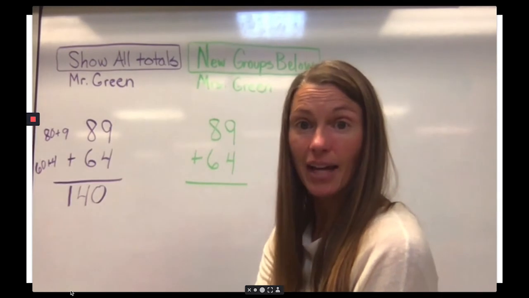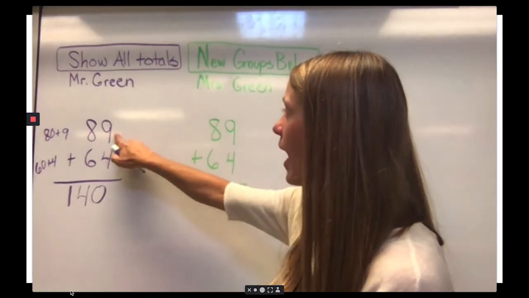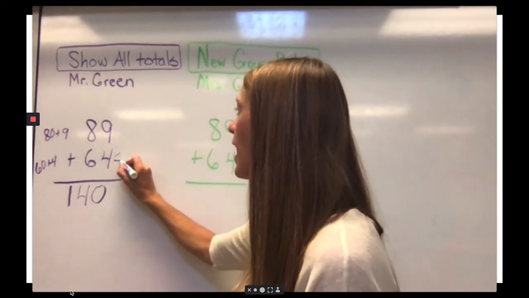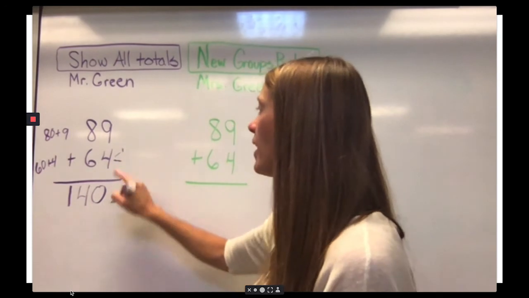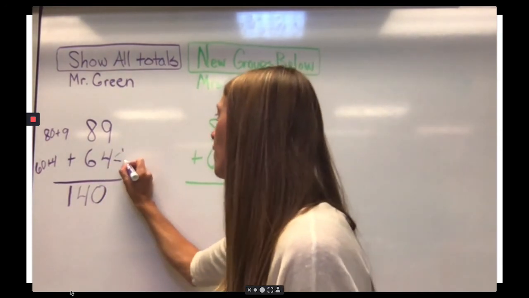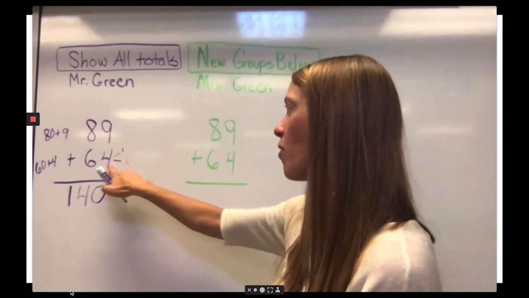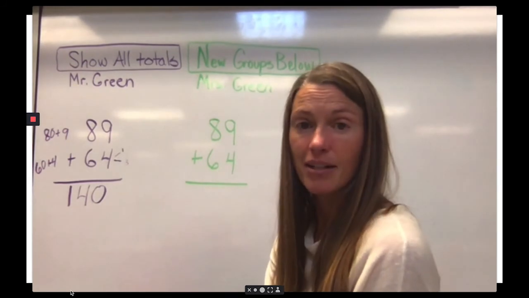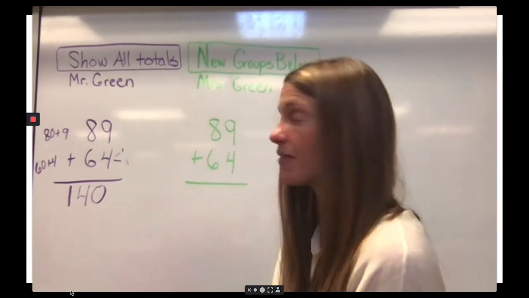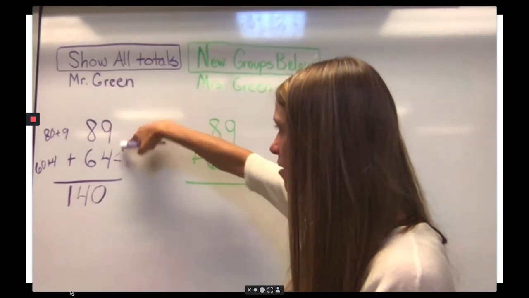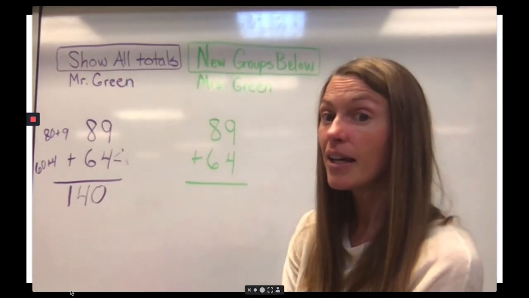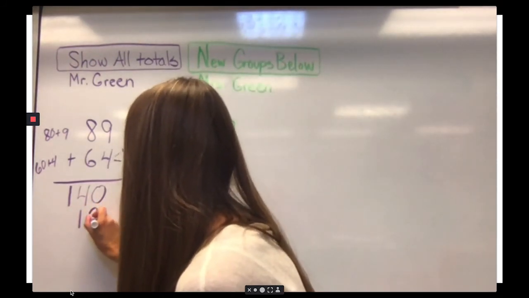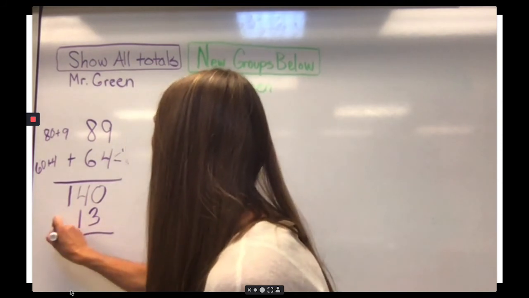And now I need to add my ones. So I have 9 ones plus 4 more ones. And I know if I want to make a 10 here, I know that 9 plus 1 is 10. And then I still have 3 more, because 4 is 1 plus 3, after 10 to add. I still have 3 left. So 9 plus 1 is 10. Plus 3 more, 13. You got it. So I need to make sure I line my numbers up correctly and add.